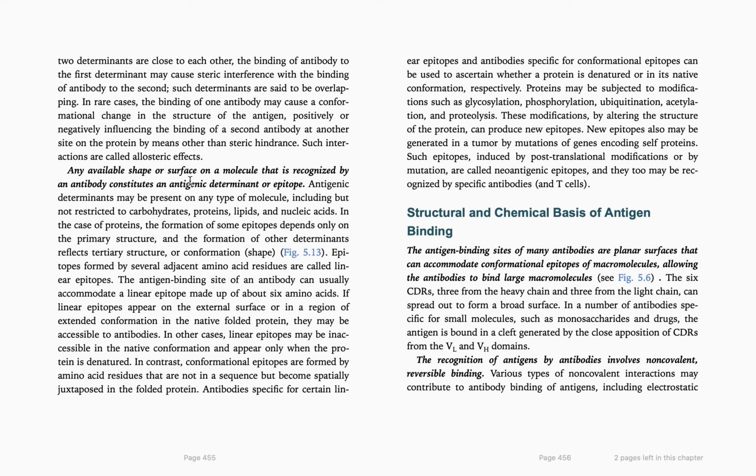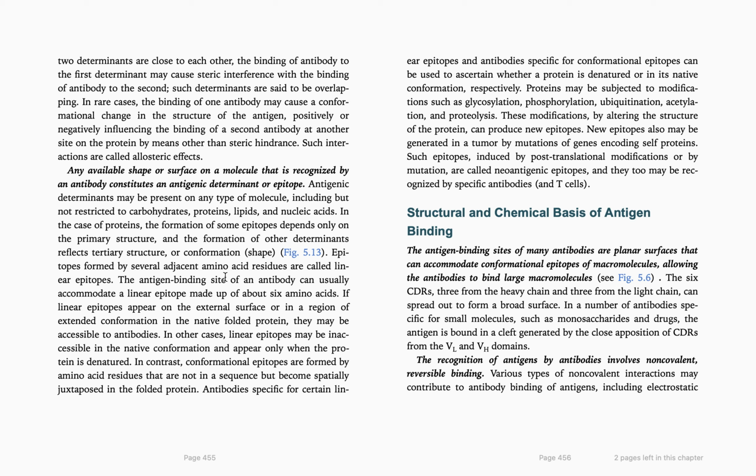Any available shape or surface on a molecule that is recognized by an antibody constitutes an antigenic determinant or epitope. Antigenic determinants may be present on any type of molecule, including but not restricted to carbohydrate, protein, lipid, and nucleic acid. In the case of protein, the conformation of some epitopes depends only on the primary structure, and the conformation of other determinants reflects tertiary structure or conformational changes.